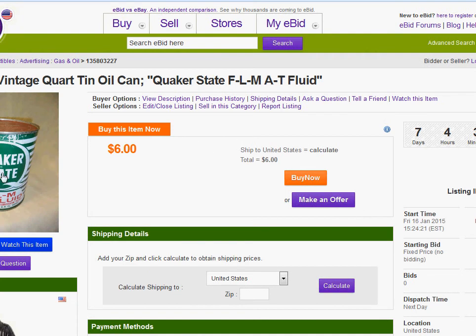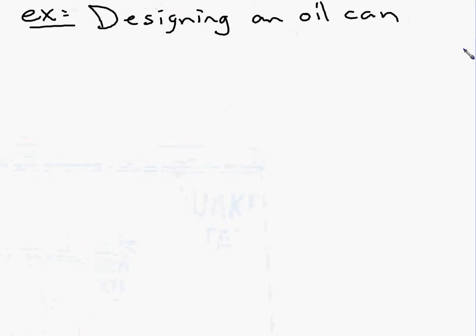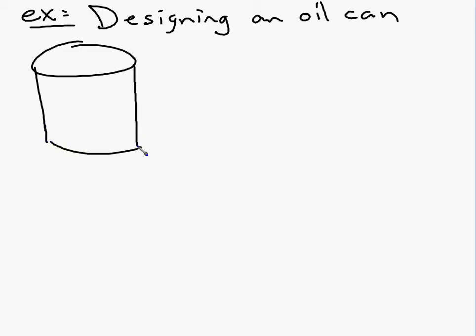There it is. And that's the way oil came, instead of in the plastic things that you see it in today. That's the way oil was bought and sold. So if we're going to design an oil can, we are going to have a right cylinder. Kind of like, in today's world, we could think of a can of Campbell's soup. Okay? A right circular cylinder.